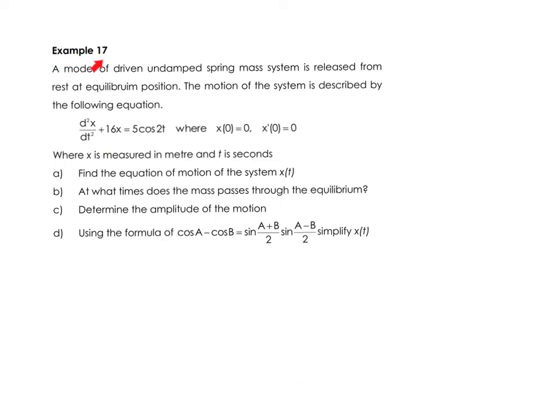Example 17. A model of a driven undamped spring mass system is released from rest at the equilibrium position. The motion of the system is described by the following equation, the DE, and the initial conditions, where x is measured in meters and t is in seconds. Find the equation of motion of the system x(t).